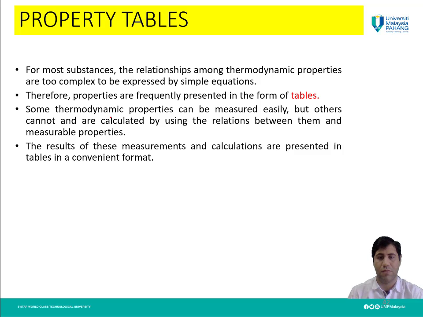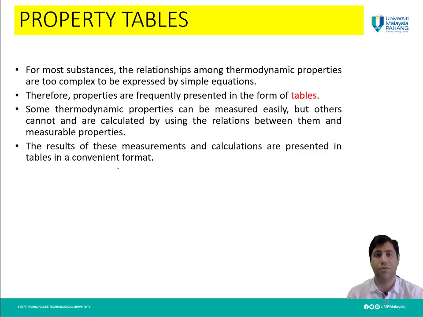So according to what I told you, some of the properties can be measured easily, so we can guess those properties which are not that easy to measure. And the result of this measurement and calculation can be shown in a table. So simply, if we know one property, we can go to that table and, for that property which we have, find the other properties. We will see this in some examples.